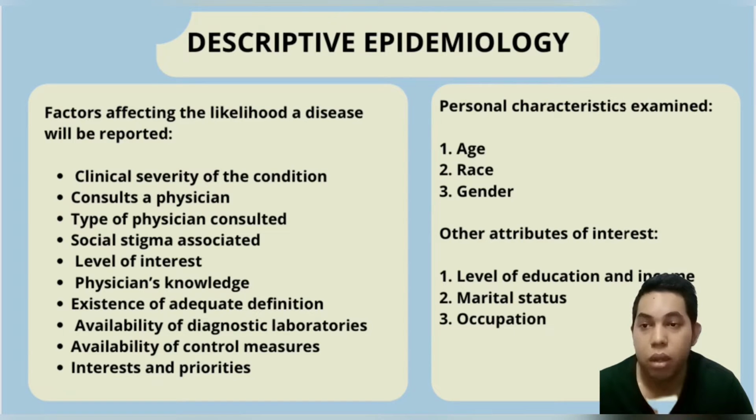of the condition, whether the affected individual consults a physician, the type of physician consulted, for example, private versus public provider, generalist versus specialist, any social stigma associated with the condition, level of interest in the condition among clinicians, the physician's knowledge of reporting requirements, existence of an adequate definition of the condition for surveillance purposes, availability and utilization of appropriate diagnostic laboratories, availability of effective disease control measures, and interests and priorities of local and state health officials.